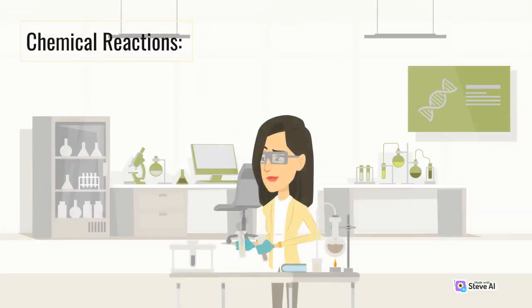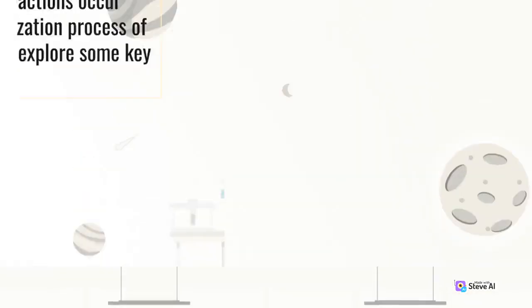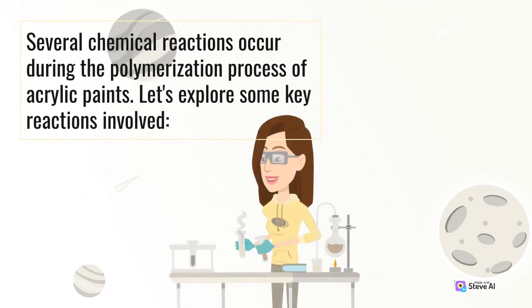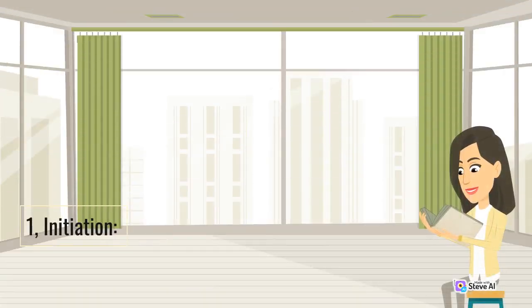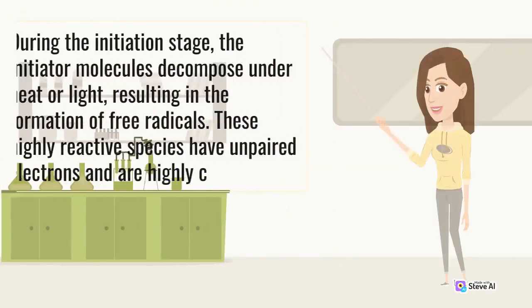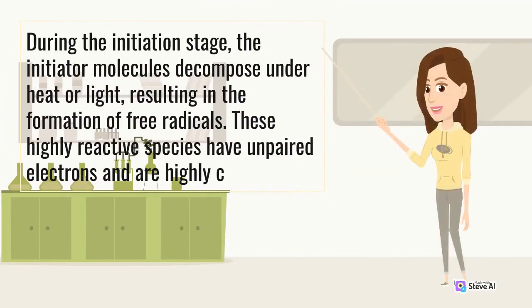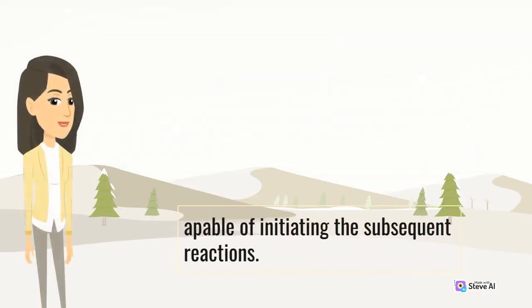Chemical reactions. Several chemical reactions occur during the polymerization process of acrylic paints. Let's explore some key reactions involved. 1. Initiation. During the initiation stage, the initiator molecules decompose under heat or light, resulting in the formation of free radicals. These highly reactive species have unpaired electrons and are highly capable of initiating the subsequent reactions.